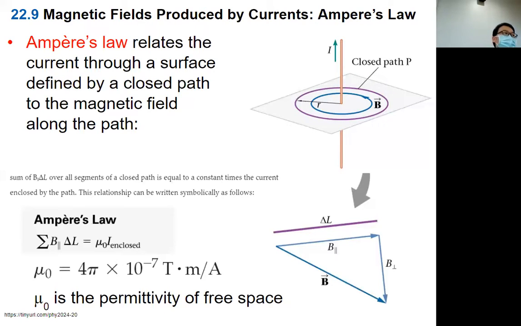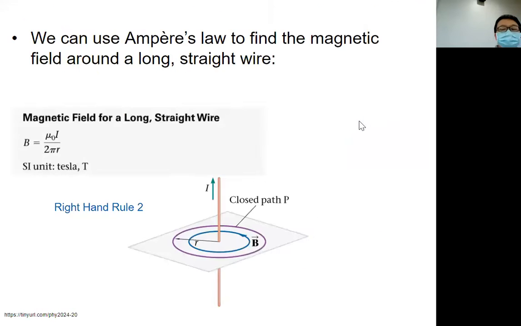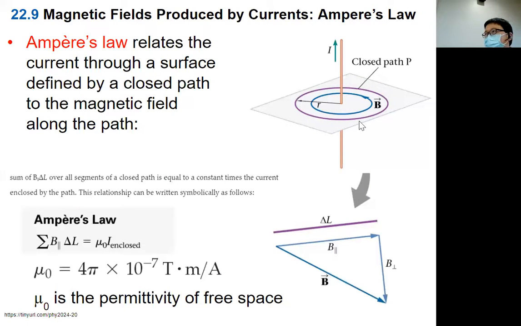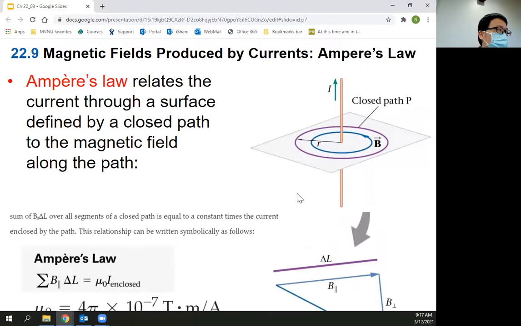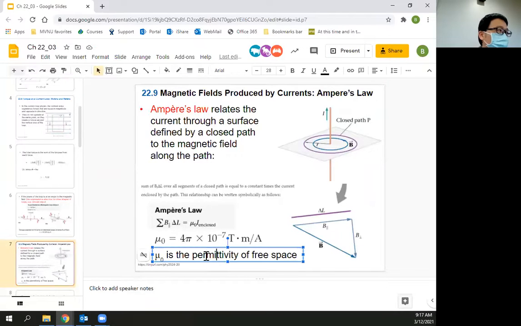Basically, if you have a B field that is circular along a circular path, then you do B field times the whole path length. So B times 2 pi r will be equal to mu naught times the current enclosed. Mu naught is a constant equal to 4 pi times 10 to the minus 7 T times m over A. Mu naught is actually not permittivity, it's the permeability of free space. Permittivity is epsilon, so I think we need to change this here.